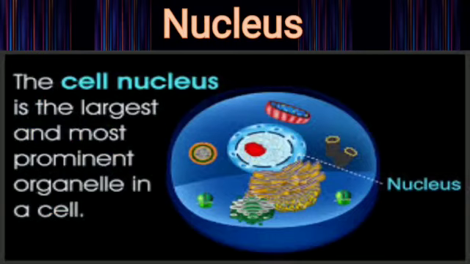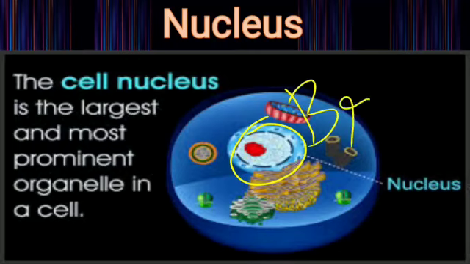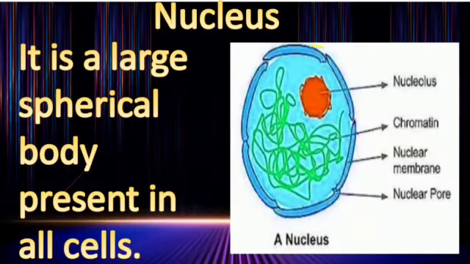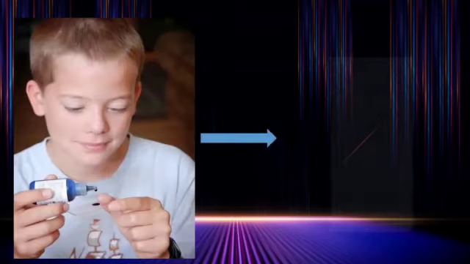Nucleus. This nucleus is the largest and the most prominent organelle in a cell. You can see here in the center of the cell, the nucleus is present, and it is also called the brain of the cell. It is a large spherical body present in all cells. After staining, it can be easily seen with the help of a microscope.